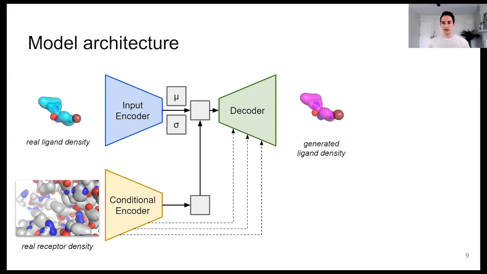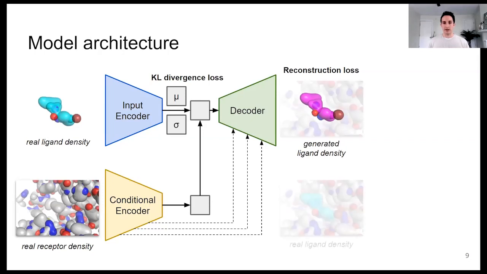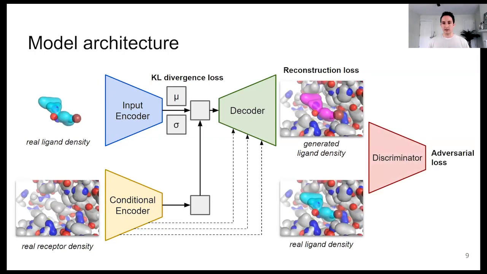The model is trained with a combination of three different loss functions. First, a KL divergence term constrains the latent space to follow a standard normal distribution. Second, the model minimizes the reconstruction error between the generated ligand density and the input ligand density. And third, a discriminative network is also trained to differentiate between real and generated ligand densities in the context of the binding site. Then the generative model is trained to fool the discriminator by producing realistic looking ligand densities. All three of these loss terms are combined to train the model.